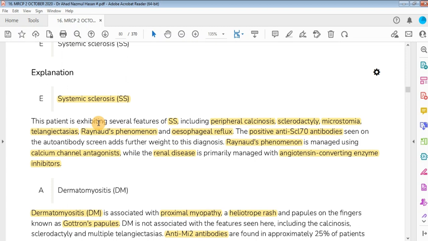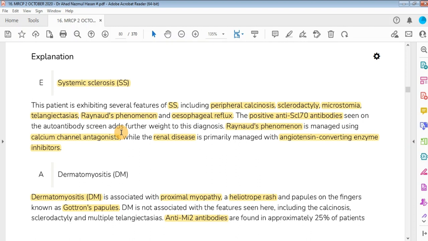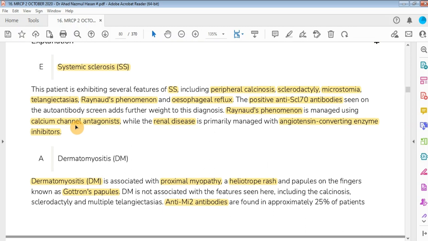This patient is exhibiting severe features of systemic sclerosis, including peripheral calcinosis, sclerodactyly, microstomia, telangiectasia, Raynaud's phenomenon, esophageal reflux. The positive anti-SCL70 antibodies seen on the autoantibody screen add further weight to this diagnosis. Raynaud's phenomenon is managed using calcium channel blockers, most commonly nifedipine. And when there is renal disease, it's primarily managed with angiotensin converting enzyme inhibitor. So ACE inhibitor is for the scleroderma renal crisis.